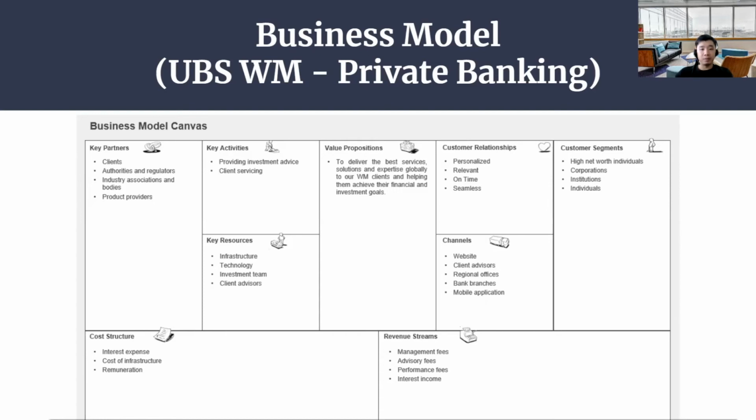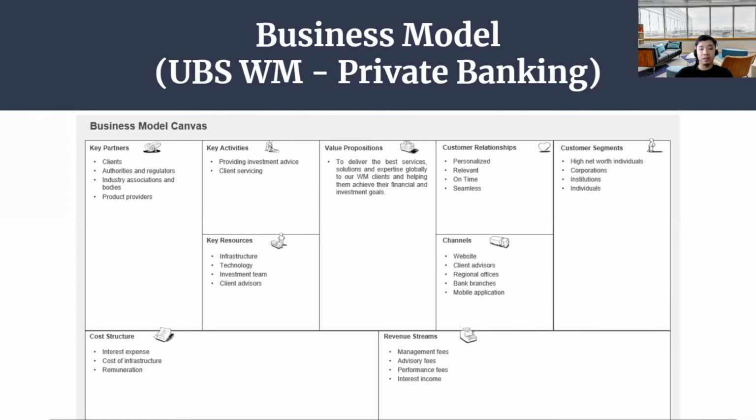After understanding our customer segments, we will then be able to determine our value proposition, which is to deliver the best services, solutions, and expertise globally to our wealth management clients and helping them achieve their financial and investment goals. Following which, we will then need to determine how can UBS communicate with and reach our customer segments with our value proposition. We can see that there are various ways to do so, which is through our website, client advisors, regional offices, bank branches, and mobile application. Nowadays, in this digitalized world, it is therefore important to focus on mobile application as one of our primary channels to communicate with our clients, as it is fast and convenient.